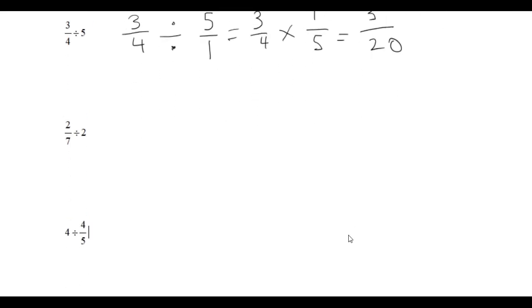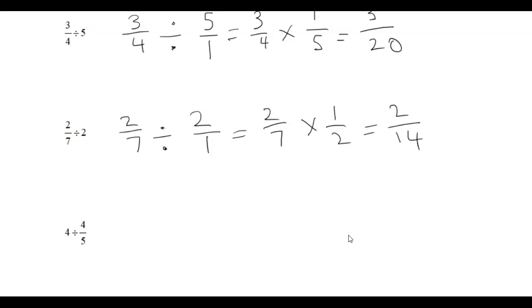All right, the next example is 2 on 7 divided by 2. Now I'm going to write that 2 as a fraction, so 2 over 1. Just reminds me how to flip it. So your first fraction we keep the same, the sign we change, and the second fraction we flip. So now we've got 2 times 1, which is 2, and 7 times 2, which is 14, and we can take 2 as a common factor. So that simplifies to 1 over 7.